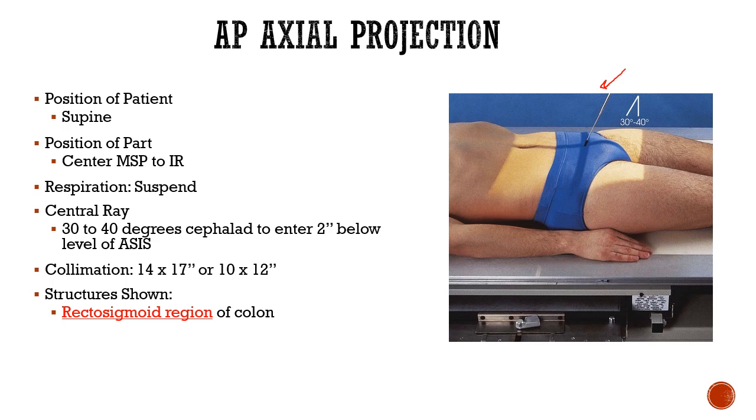You're going to perform this center specifically 2 inches below the level of the ASIS. Now you can once again use 14 by 17 or 10 by 12 collimation, but you're going to have the same structure shown as you had on the PA axial projection. So one of the two can be performed.